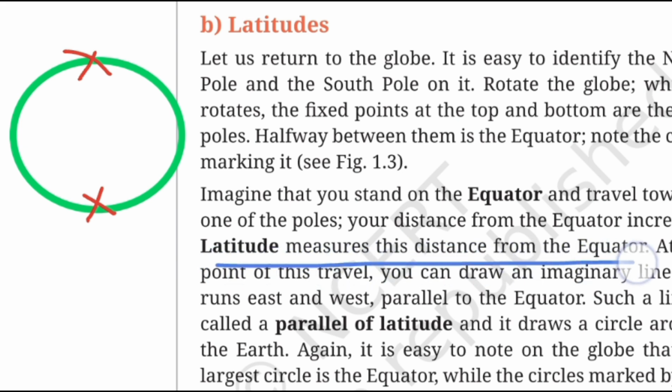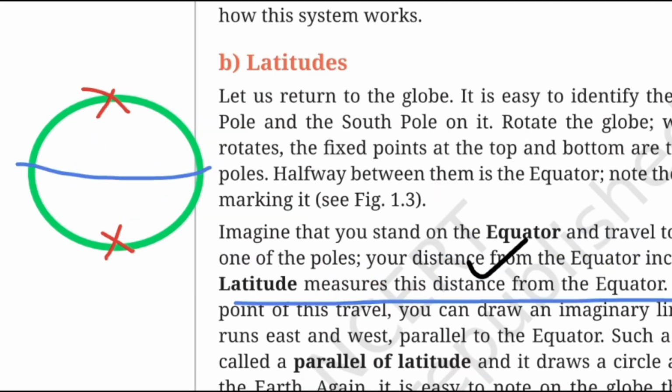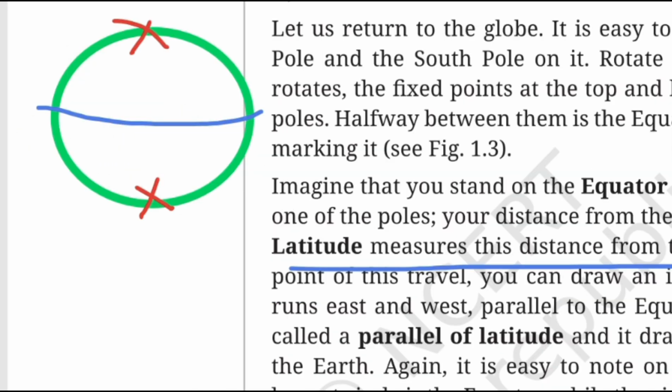Latitude measures the distance from the equator. So this is the equator. We are taking a particular distance from the equator, for example, this much. That distance is the distance between the equator and that particular point. Just assume you are marking such a point on the globe. Then you connect all such points. You can do the same in the other hemisphere also.